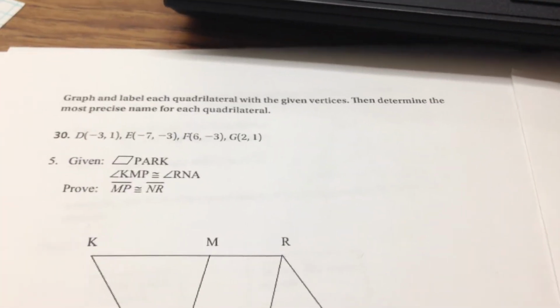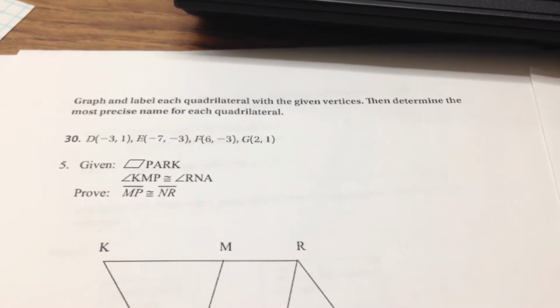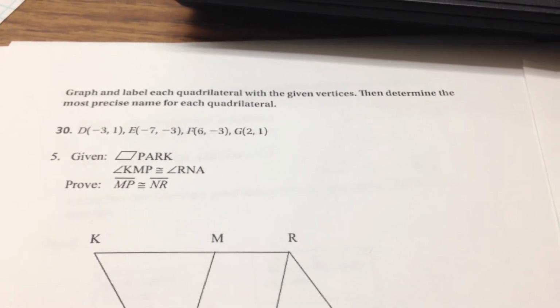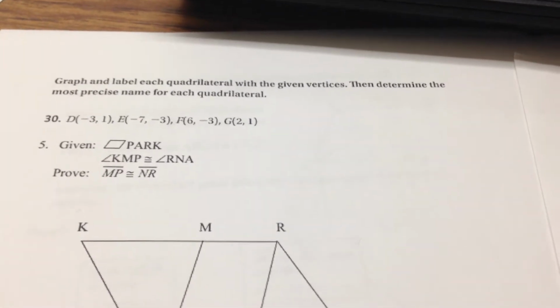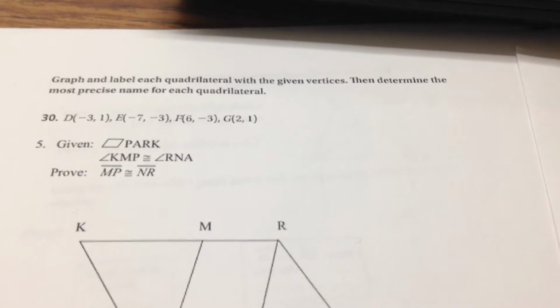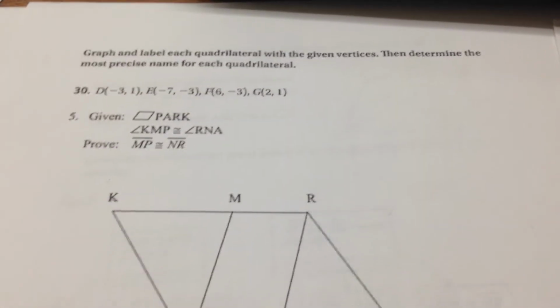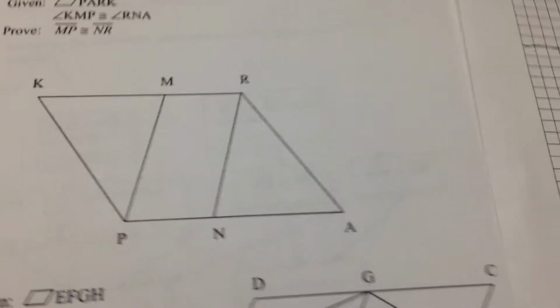Alright guys, so here is the first one on the test review. It says graph and label each quadrilateral with the given vertices, then determine the most precise name for each quadrilateral. So let's graph this first. We have our coordinates, and then I have my graph paper over here. So we're going to be switching back and forth just a little bit.